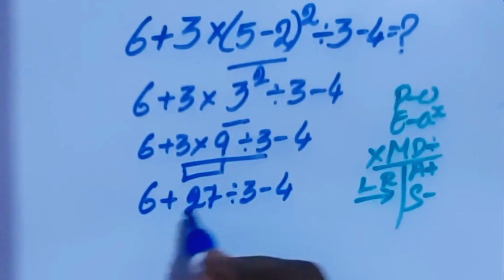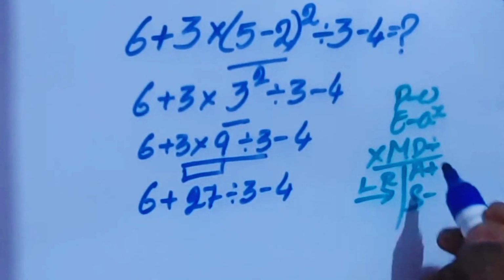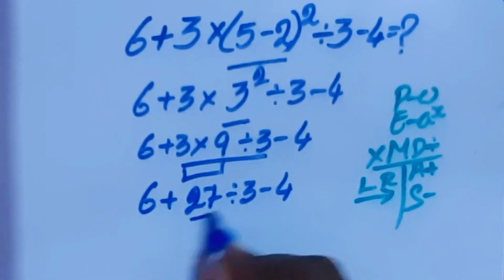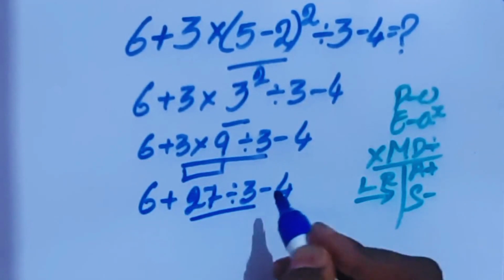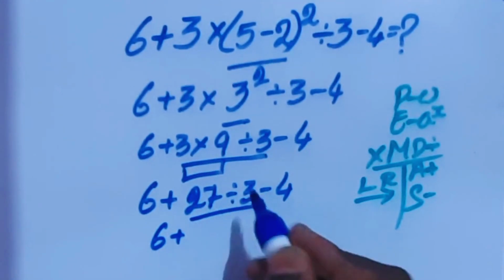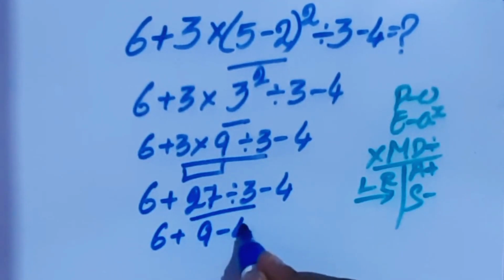Here we have addition, division and subtraction. Here division is higher priority than addition and subtraction. So we have to do the division before the addition and subtraction. So 6 plus, 27 divided by 3 is 9, minus 4.